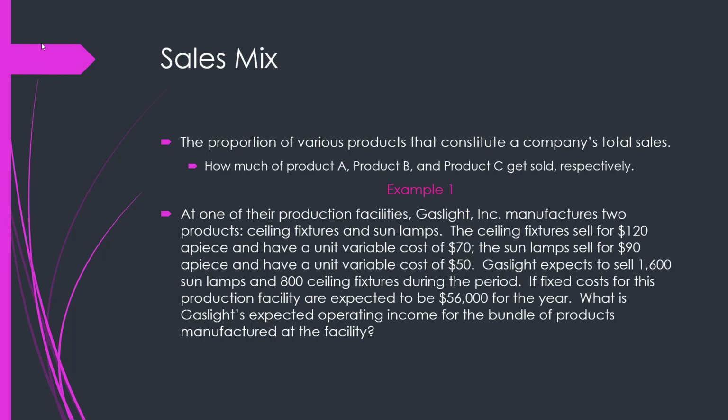They're being manufactured at the same facility, and that facility has a total of $56,000 in fixed costs. So these 2 products have to, if you will, come together to cover those $56,000 in fixed costs, which the production process for each shares. So what is the expected operating income from this bundle of products that are going to be manufactured at this facility?